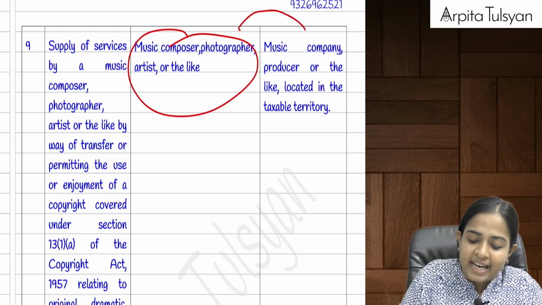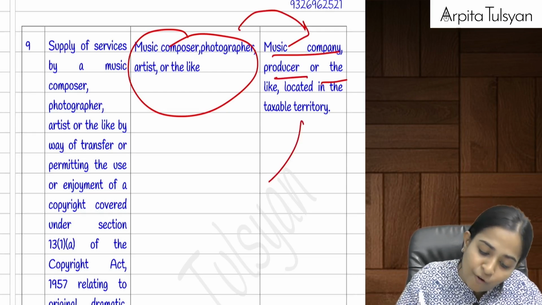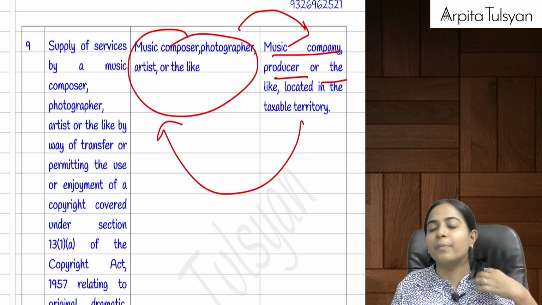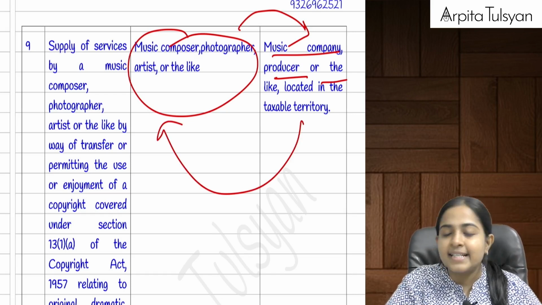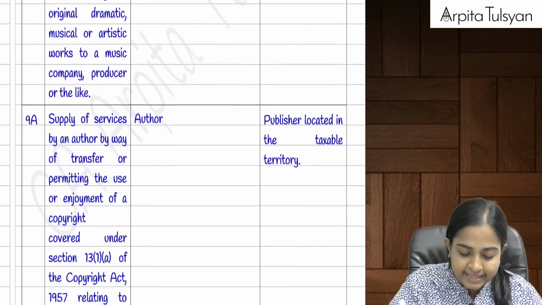Means, can I say they are going to provide the service to the music company or the producer, etc., for which they are going to get money? Okay, for which they are going to get the remuneration, compensation, whatever you want to call. So in that case, the responsibility to pay the tax is on that music company, producer, etc.